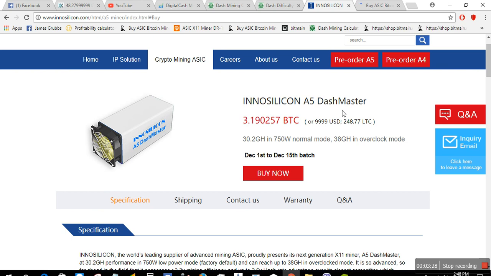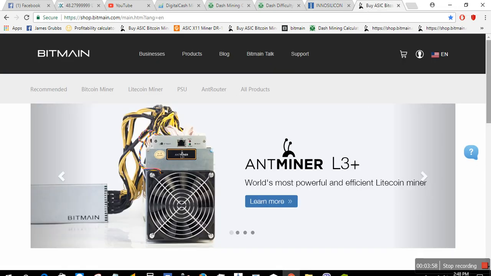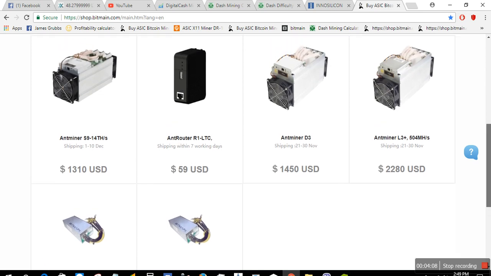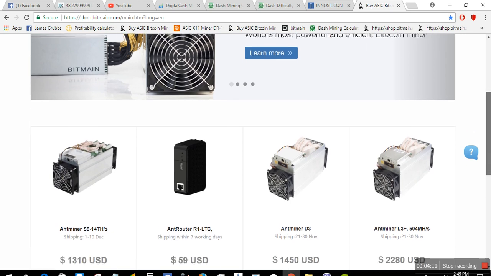You see, this is the second batch of InnoSilicon, and its price is $9,999 USD, which is very, very expensive. Now, if I had to buy it, I would never buy this InnoSilicon A5 Dash Master. If it was maybe $4,000, I would give it a go. But at $9,999, it's a bit more expensive. And if we go to Bitmain and check out here, where is D3? You see, it's $1,450, right? And they will be releasing the December batch very soon.